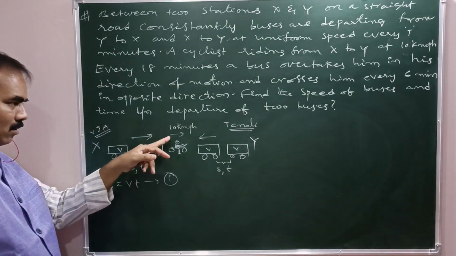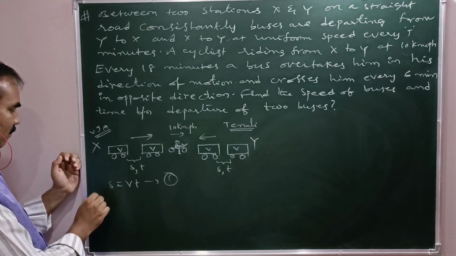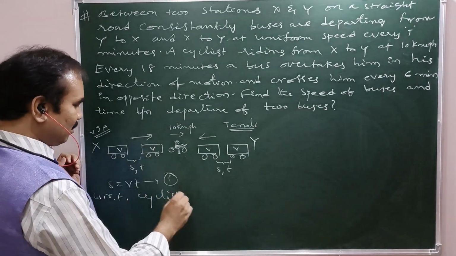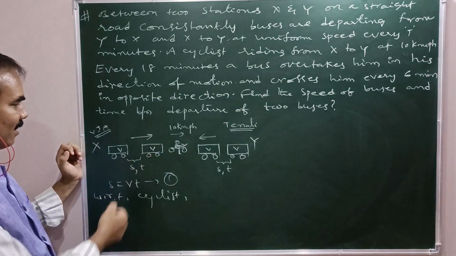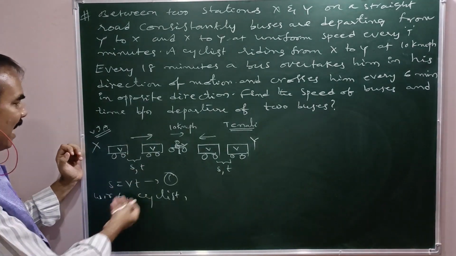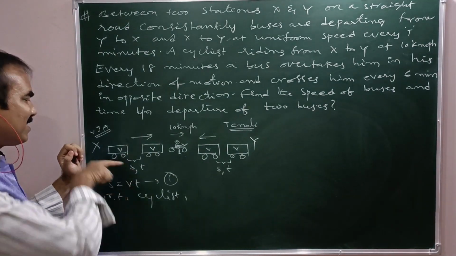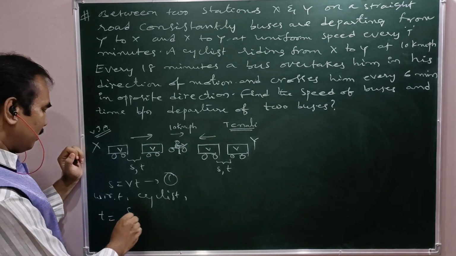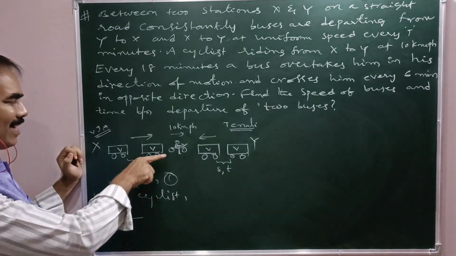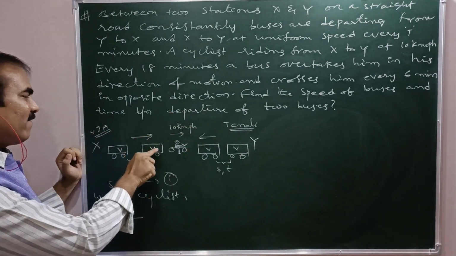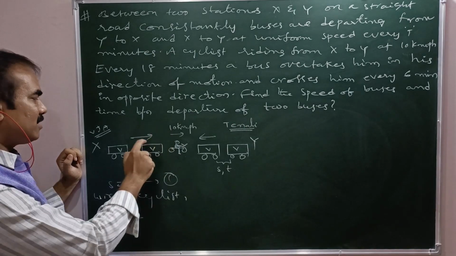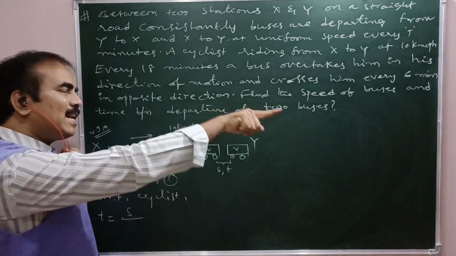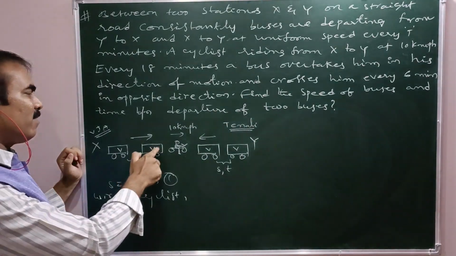So the same can be written with respect to cyclist. With respect to cyclist, we can write as follows. In his direction of motion, T equals distance by relative speed. What is the relative speed in his direction of motion? That is V minus 10. See, both are in the same direction. Here V is rightwards, velocity of cyclist also rightwards. What is the relative velocity? That is V minus 10.